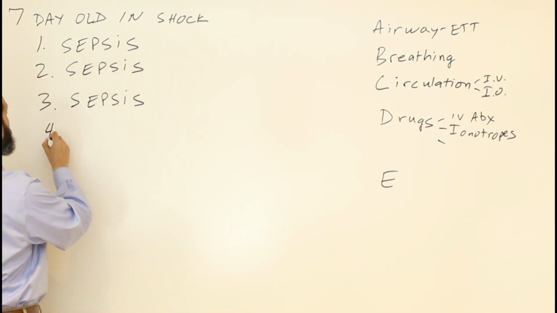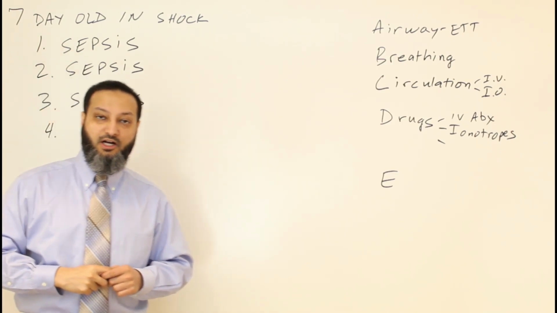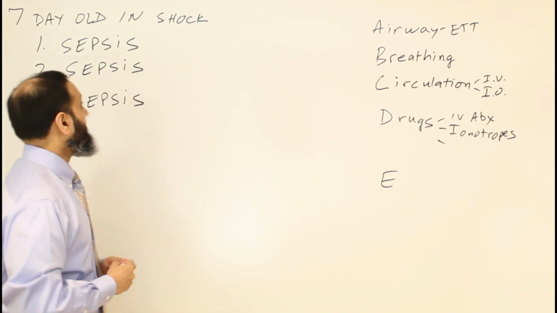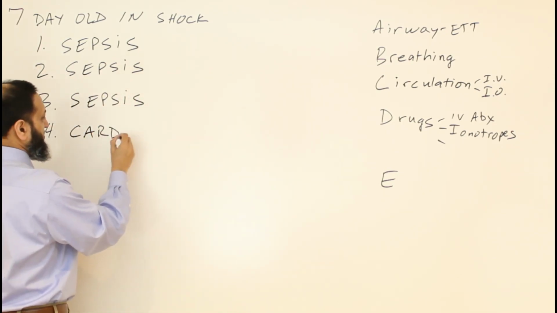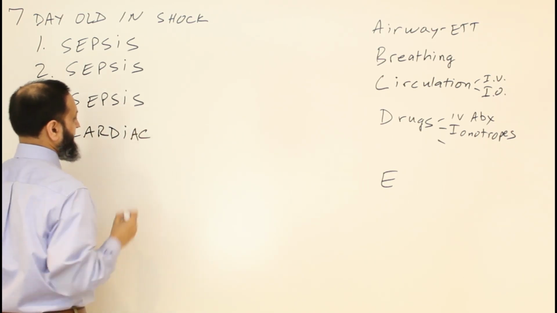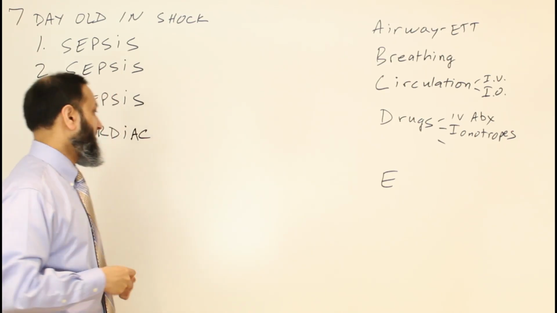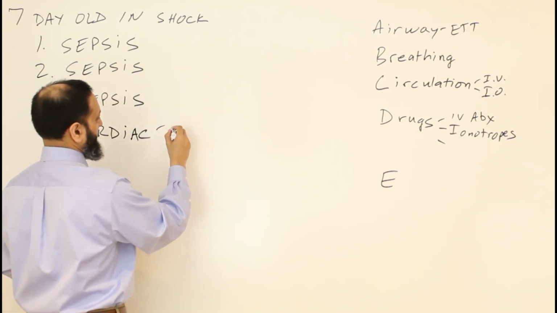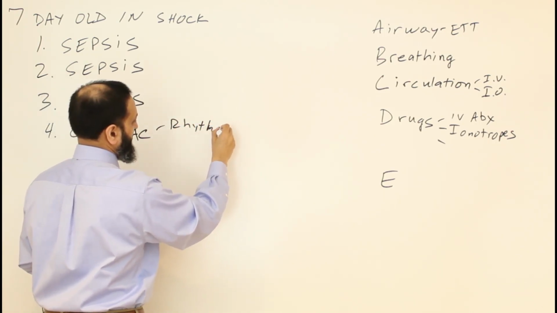Other things on the differential, as you move down, the next thing many times is cardiac. You have to think about cardiac causes of shock in a 7-day-old. So we can talk about those. There are different types of cardiac shock that a 7-day-old can come in with. They could just have some sort of rhythm issue, where they have a fast rhythm or a slow rhythm, right?